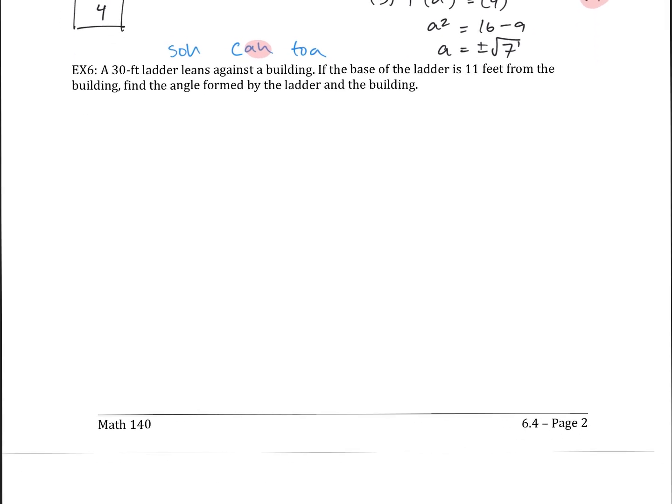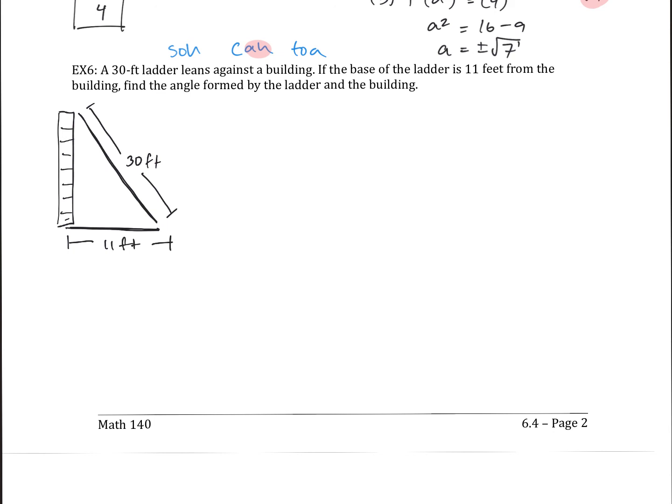A 30-foot ladder leans against a building. Let's draw an image here. So I've got a building, some sort of a brick wall section, and a ladder is leaning against it. And then here's the ground, right? And the ladder is 30 feet. If the base of the ladder is 11 feet from the building, find the angle formed by the ladder and the building. So we want to find this angle.